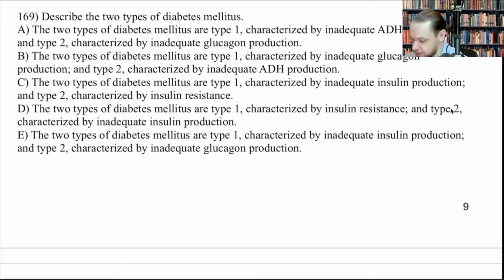C is correct, right? So type 1 is inadequate insulin production, or you're not making any insulin due to autoantibody destruction of the beta cells of the islets of Langerhans in the pancreas. And type 2 is usually insulin resistance. The receptors are not as functional, due to your genetics or obesity. These patients can also eventually lack insulin production, and they may need to go on insulin.